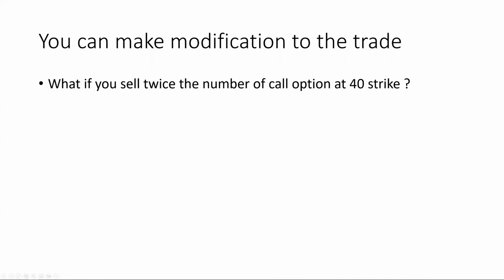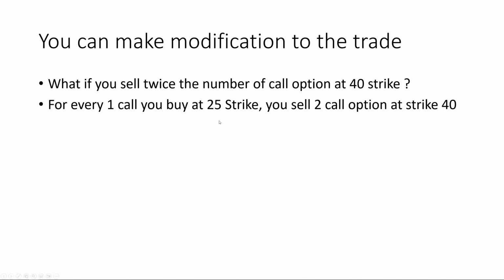So now let's continue. Okay, so you can even make modification to the trade. What if you sell twice the number of call option at 40 strike? So instead of a 1-to-1 ratio, what if for every one call option that you buy, you sell 2 call options? What will the result be? Will the result be any different? For every one call you buy at strike 25, you sell 2 call options at strike 40. So you can go and play out the strategy, go and calculate, see what is the difference like.